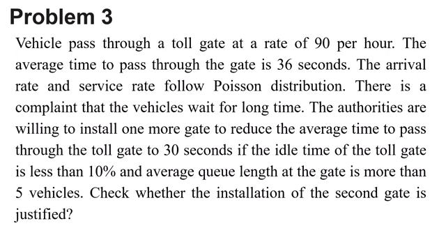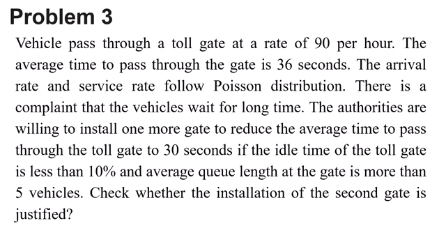So at that time there may be idle time of the toll gate, and if the idle time of the toll gate is less than 10%, and the average queue length at the gate is more than 5 vehicles, then check whether the installation of the second gate is justified. So here we need to first understand the problem: whether the already existing gates are sufficient, or whether we need to install one more gate such that vehicles will not wait in the queue. So let us try to understand it one by one.